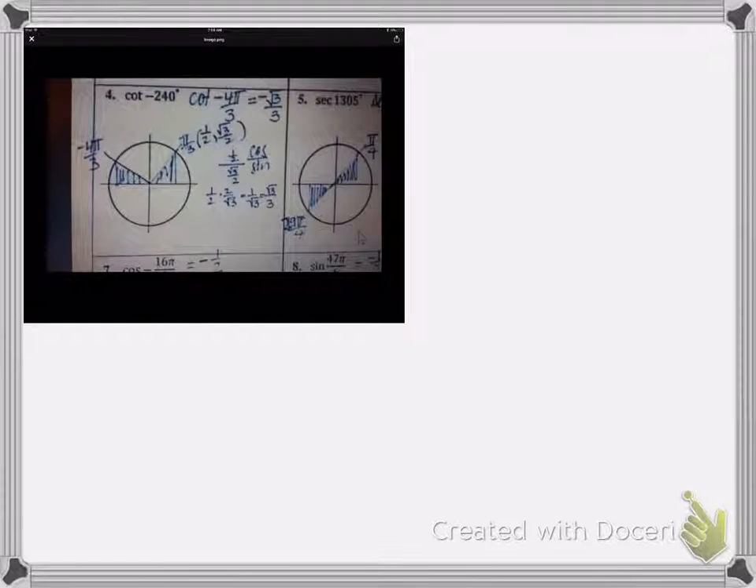Hey Meganut, in this problem, you're being asked to find the cotangent of negative 240 degrees.